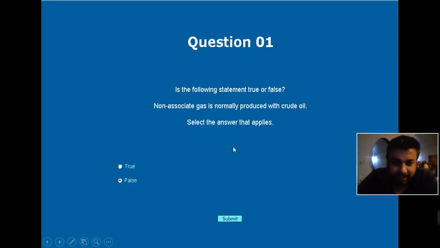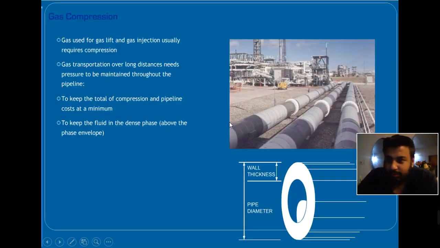So as we said, there are two kinds of gas reservoirs, associated and non-associated. And non-associated gas is normally produced with crude oil. Is it correct or not correct? Well, the answer is it is false, because the gas that is produced with crude oil, we call it associated gas. That's why this statement is false here, as we mentioned. Non-associated gas is the one which is free, so it is not associated with anyone.